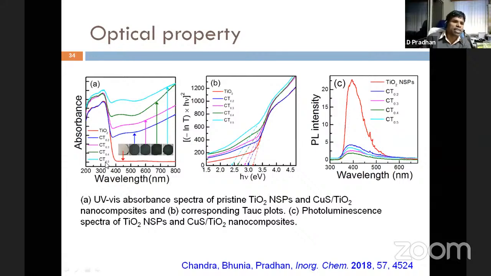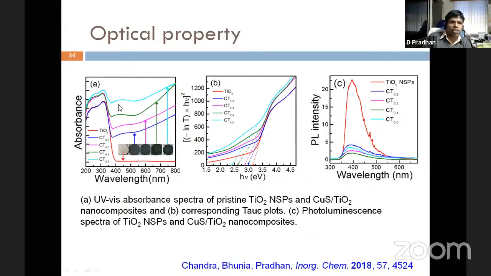But as far as the absorbance is concerned, we have this blue curve, CT0.5, where the copper sulfide percentage is more, so it absorbs more light. It absorbs more light because it has more copper sulfide, and copper sulfide has a band gap of 2.4. It can absorb more electromagnetic radiation, sunlight, as compared to all other samples.